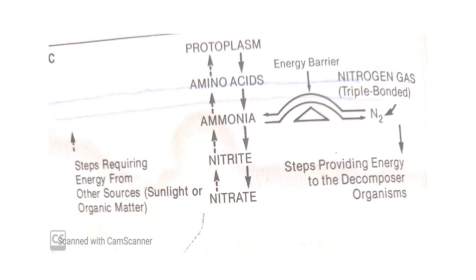Then on the opposite side, nitrates are converted into nitrites, and nitrites are converted into ammonia, and ammonia into amino acids, and amino acids into protoplasm, and these are the steps which require energy from other sources, that is the sunlight, or that may be the organic matter. So these are the three perspectives through which we have shown you the nitrogen cycle.